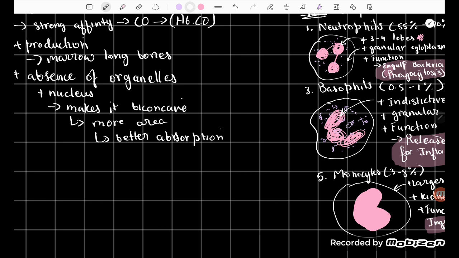I'm sorry for the spellings. Better absorption of O2, oxygen. So what technically makes it biconcave in shape? Let me draw that. It's like this from a side view, and from the frontal view, of course, it's like that.